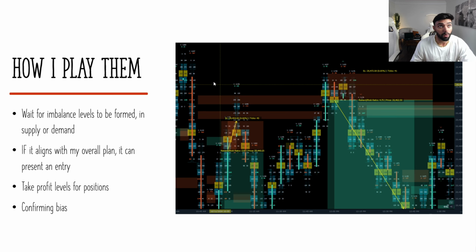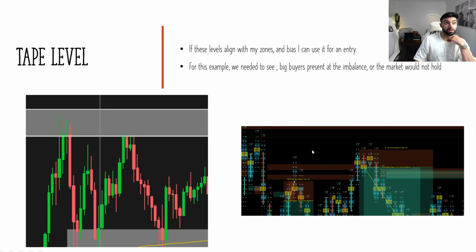So I know I want to go short off supply because it's part of my pre-market plan, and there's an imbalance. I can then use these imbalances as an entry, right? And put my stop loss right above the imbalance and put my take profit at the next coming imbalance. So I will use them as an entry. Also, another very important thing is the tape level.